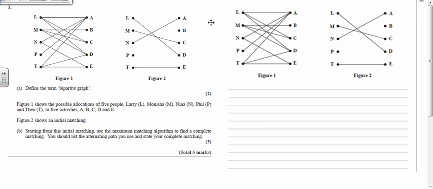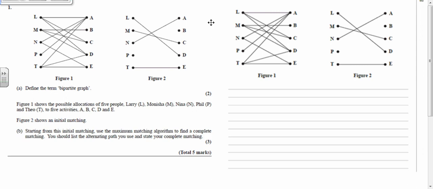So the first of the D1 revision videos is all about matchings. So we're taking the 2016, 2015, 2014 papers, not the R papers, the original papers, and having a look at just the matchings questions initially. So the first one, define a bipartite graph.